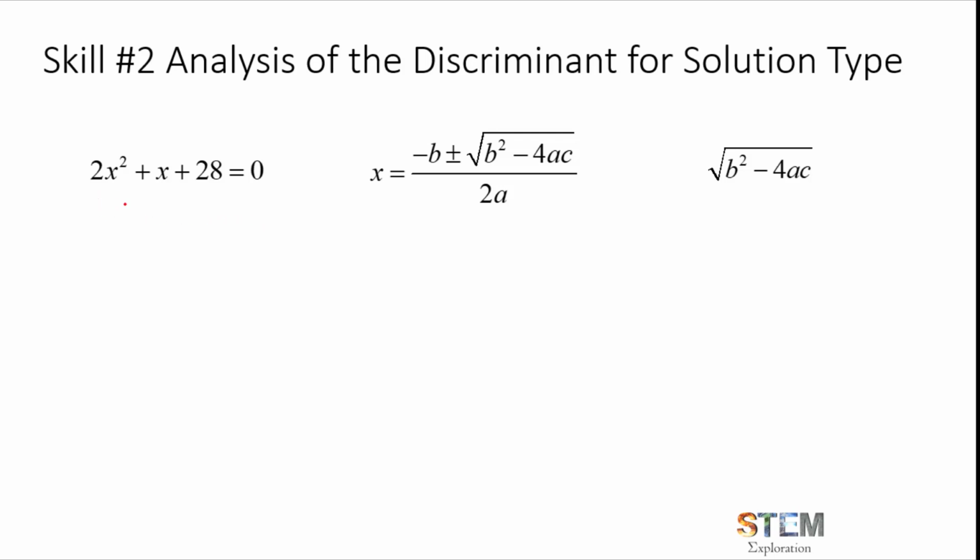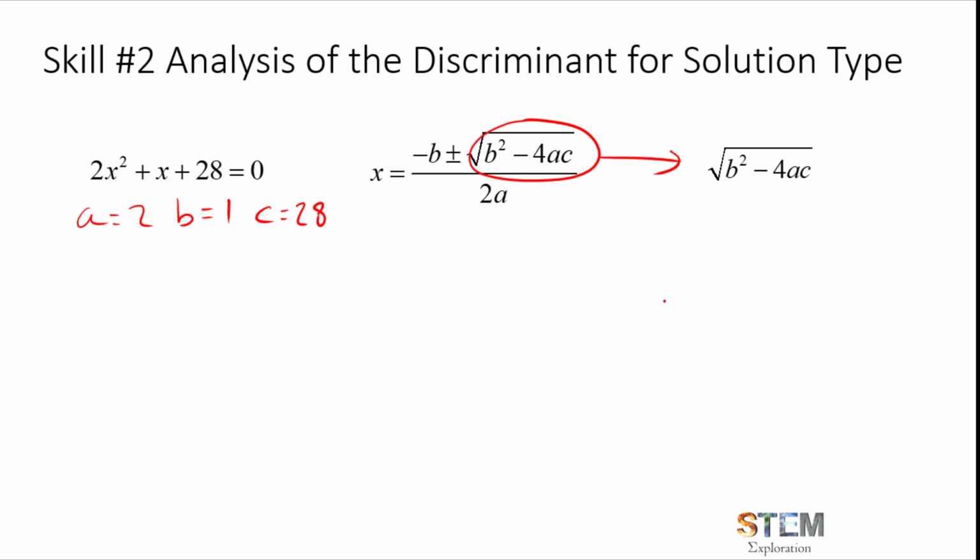So if you are looking at something like this and we say, hey, A is equal to 2, B is equal to 1, and C is equal to 28, what we can do is use the discriminant of the quadratic formula to determine what type of solutions are present. The discriminant is actually just this part right here. And the discriminant is what determines whether your equation has real solutions or imaginary solutions.